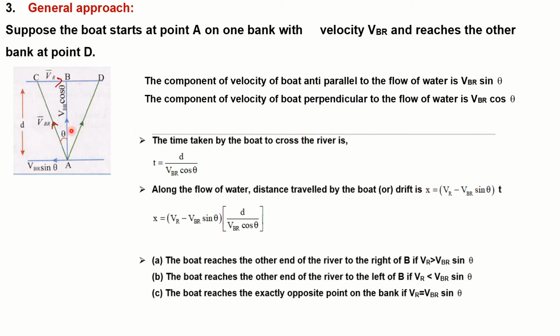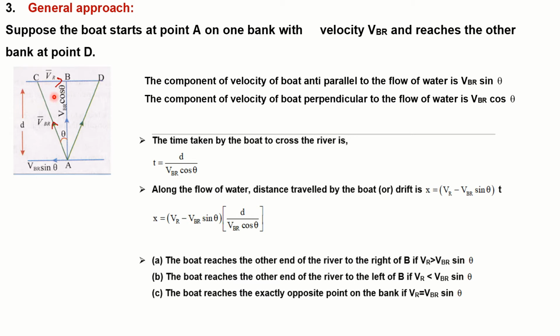Next, students, along the flow of water, the distance traveled by the boat is x. That means, let the person be swimming in this direction and the river velocity is in this direction. Sometimes, it depends at what angle he is swimming, what the velocity of the boat is, and what the velocity of the river is. It will decide whether the person reaches exactly the opposite point B, or gets drifted to position D.